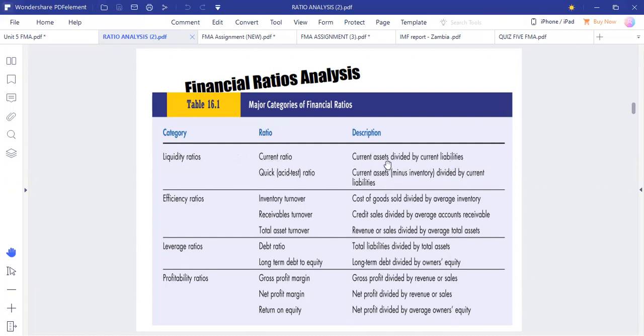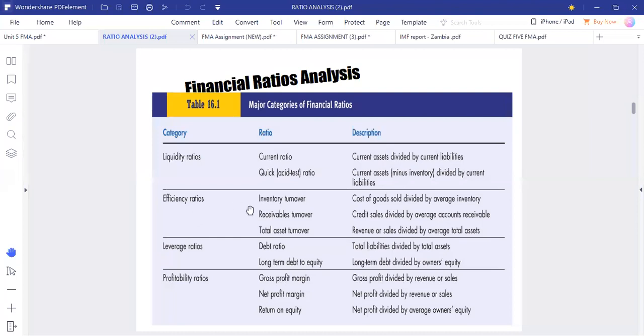There's the current ratio, which is the current assets divided by current liabilities. The quick or acid test ratio, which is simply the current assets, but from the current assets, you remove the most illiquid assets, which are the inventory. We divide this by our liabilities.